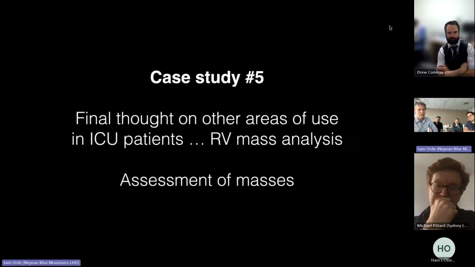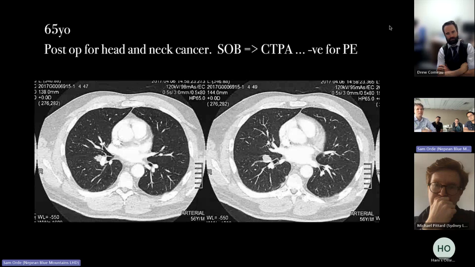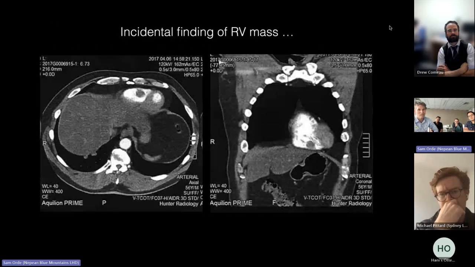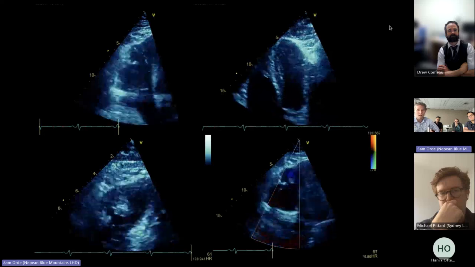The last one here is the final one that was done several years back now of a gentleman with an RV mass. So he was a post-op patient for head and neck cancer. He had shortness of breath, so had a CTPA, which was, thank goodness, negative for PE, but it did find a suggestion that there may have been a mass in the right ventricle. And this incidental finding of this right ventricle mass sitting at the top of the RV led us to want to go and do an echo.